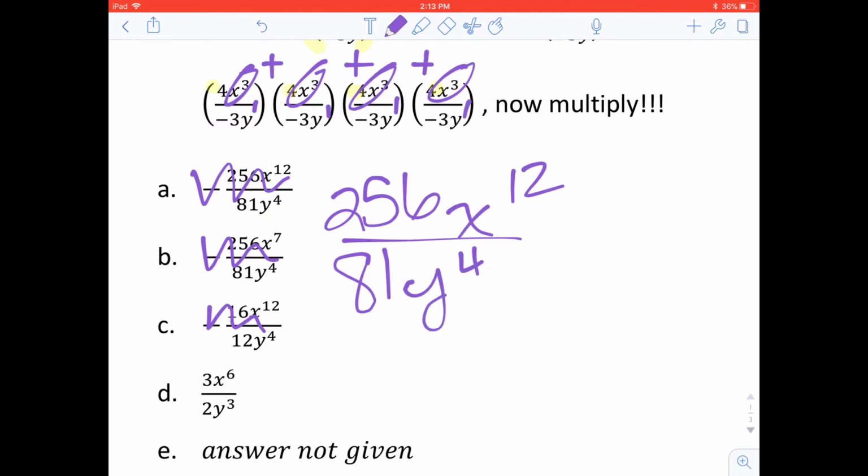Now you could take your calculator and do what is 256 divided by 81. And if I do 256 divided by 81, that is not the same as saying 3 over 2. So my answer is not given. My answer is E.